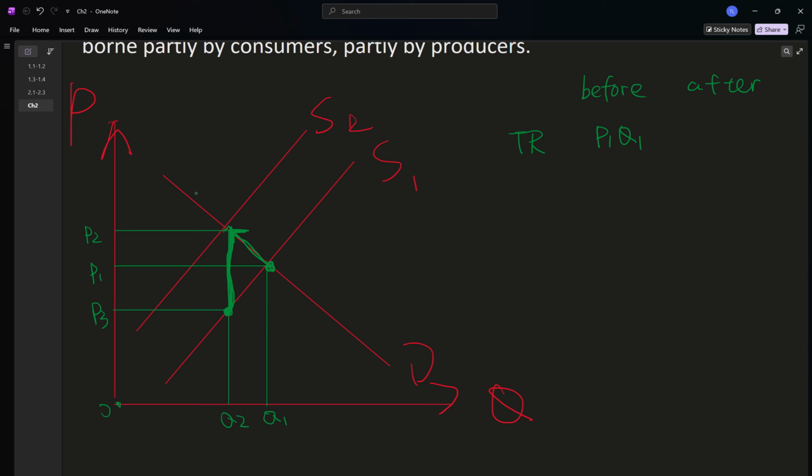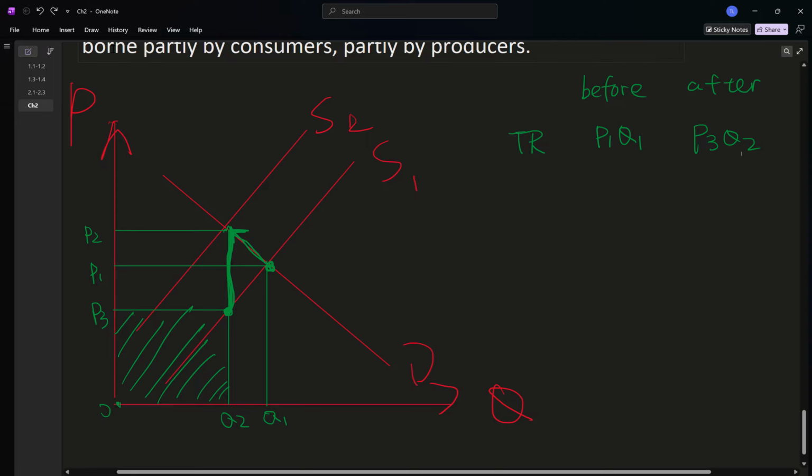So the total revenue you have after the imposition of tax is actually this part. So the total revenue decreased from P1 Q1 to P3 Q2. And then think about, this part belongs to the tax, and we are thinking about who pays them.